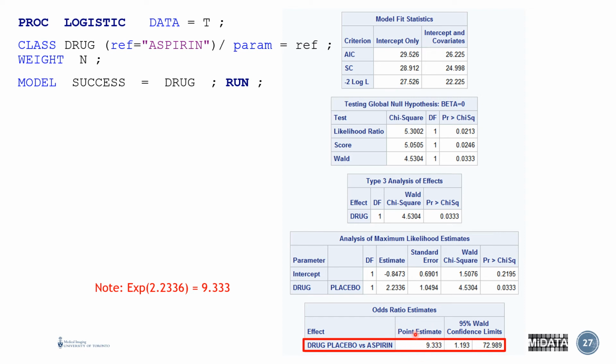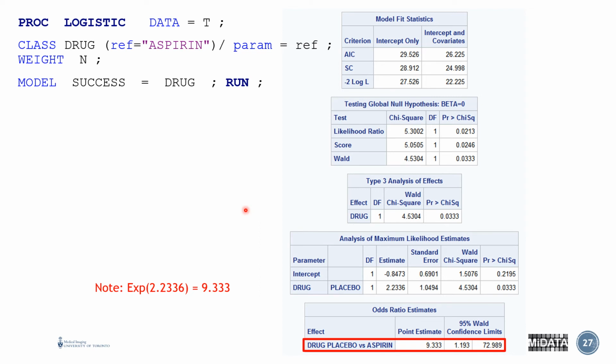It's 9.333. And so you may be thinking, okay, well, how did SAS get this point estimate? SAS obtains the point estimate from the estimate of your parameter for the drug variable. And interestingly, because logistic regression predicts log odds, you need to exponentiate the estimate in order to get the odds ratio. So if you take the estimate of the parameter, 2.2336, and you exponentiate it, you get the odds ratio of 9.33, which is reported here.